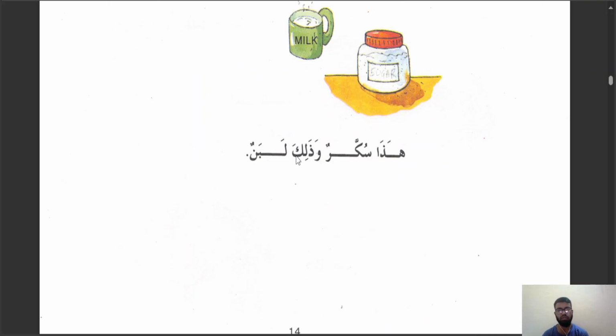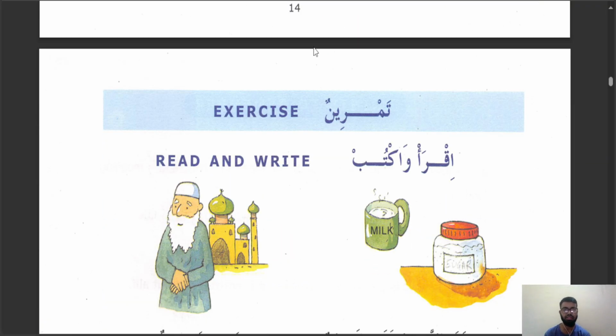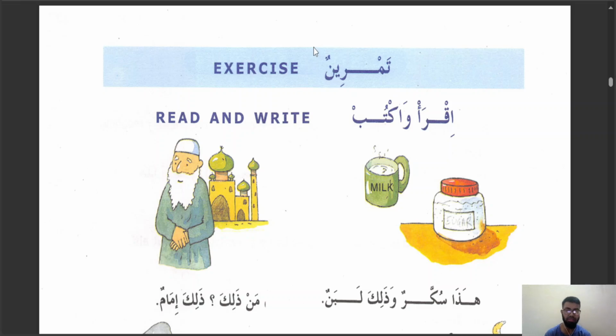Hadha sukkarun wa dhalika labanun. Hadha, this is sukkar. Sukkar means sugar. Wa means and, dhalika, that, labanun means milk. As you can see, it's written right here on this cup, milk. Alright, so that was a very small lesson.